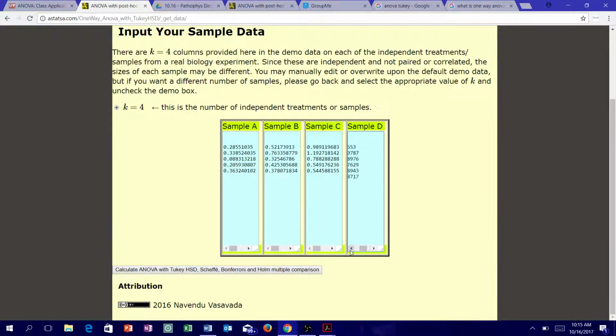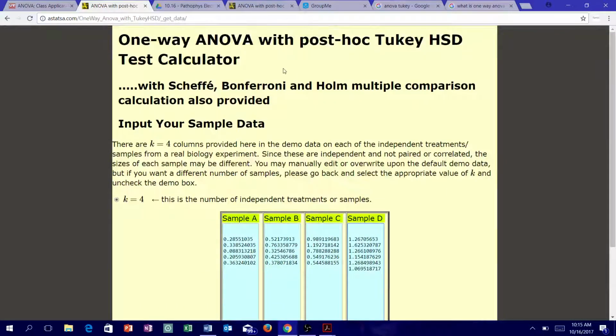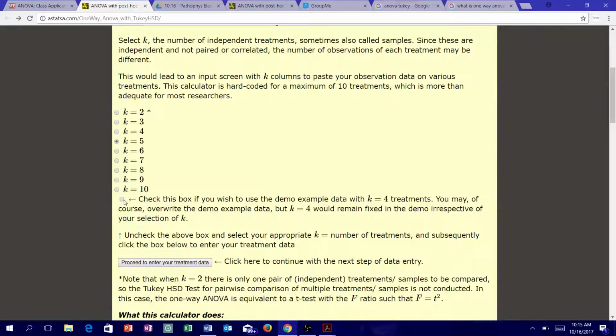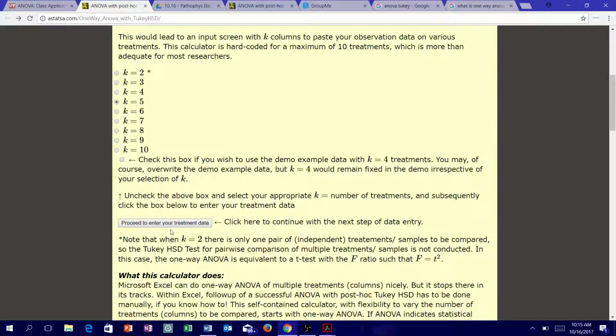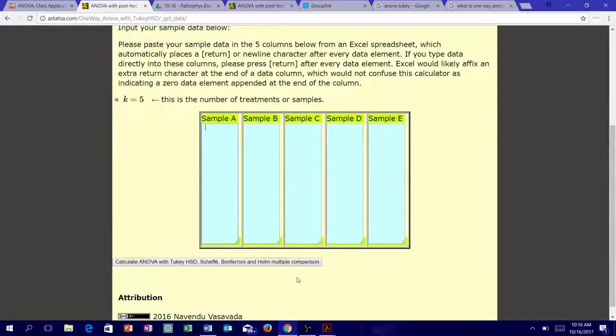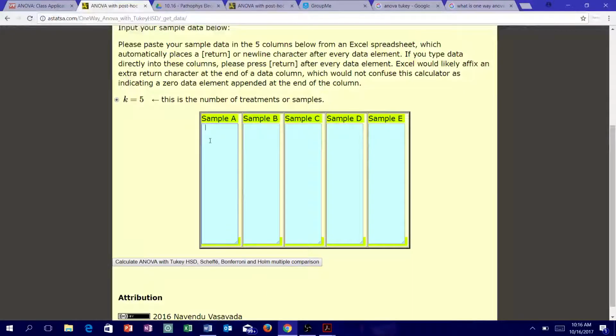I'm confused on how I selected K equals 5 but only got 4 boxes. You gotta uncheck that box. Oh, okay. That's obnoxious. You've been trying to figure that out this whole time? Oh no. I've been entering.